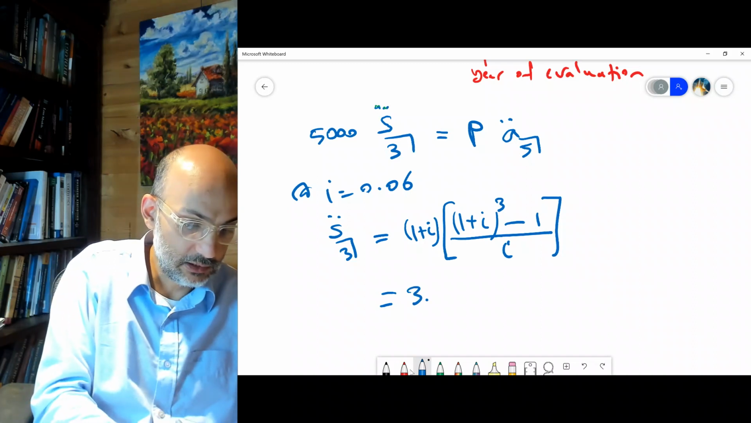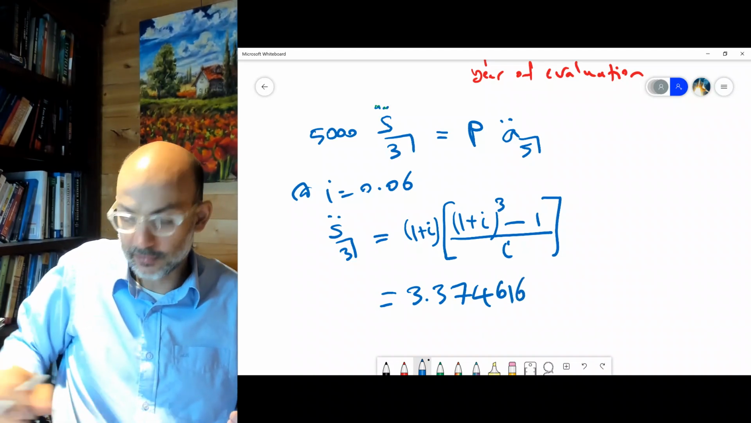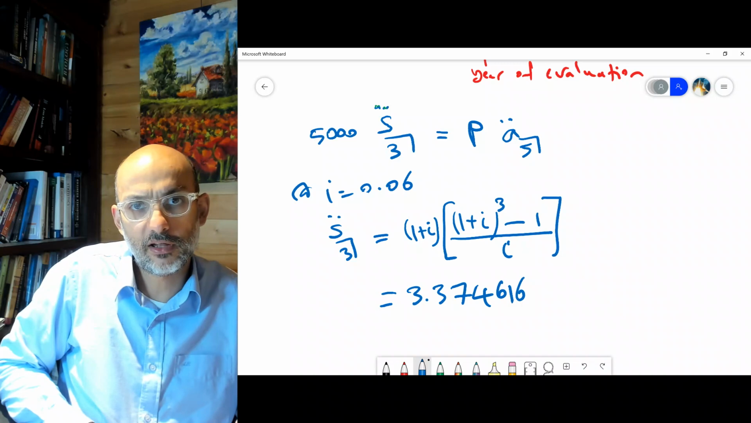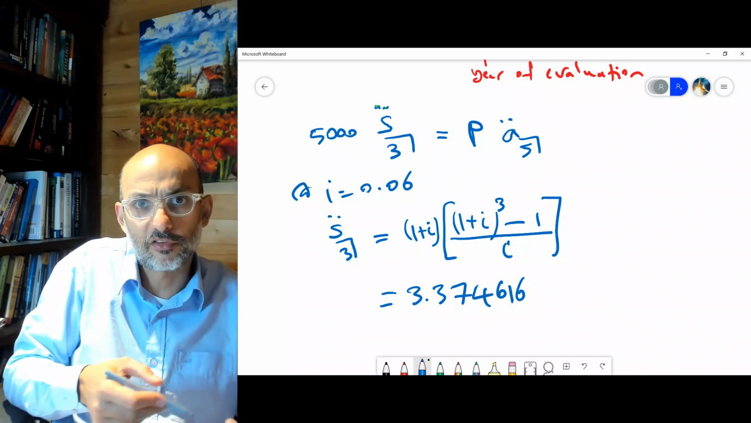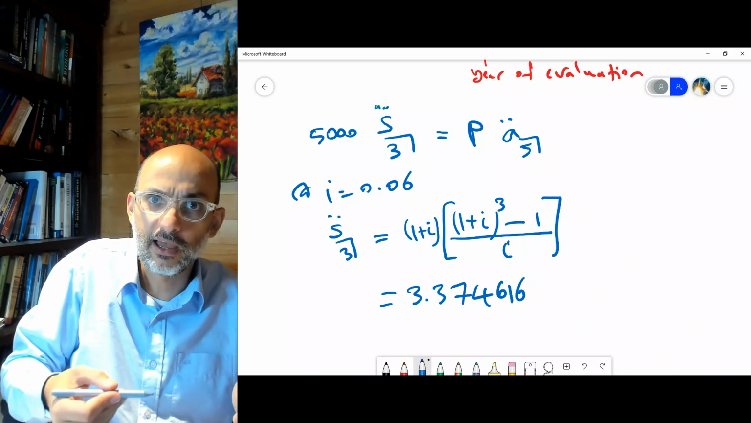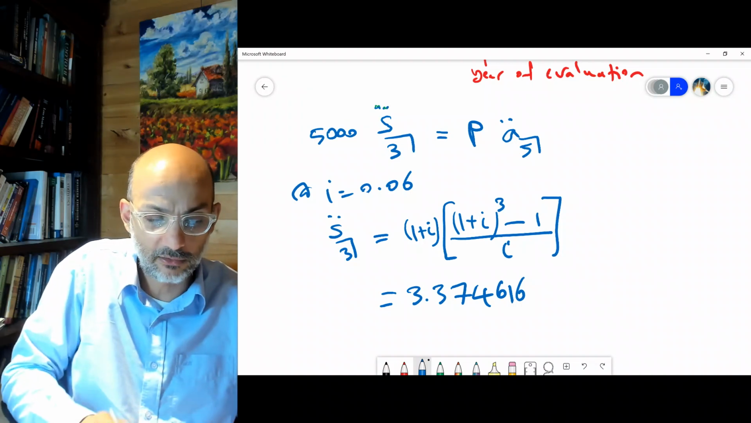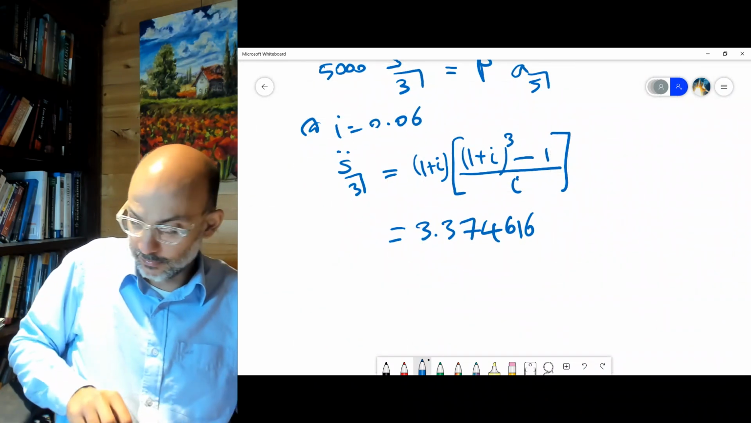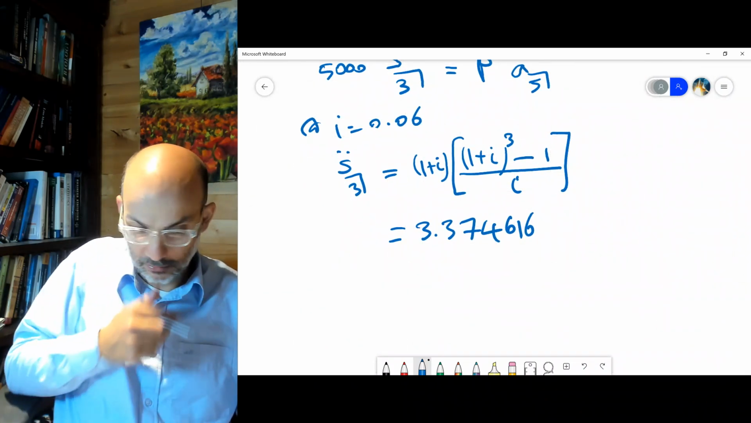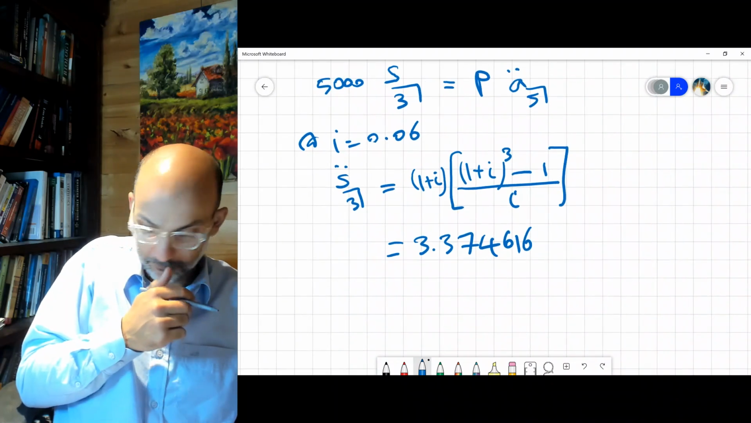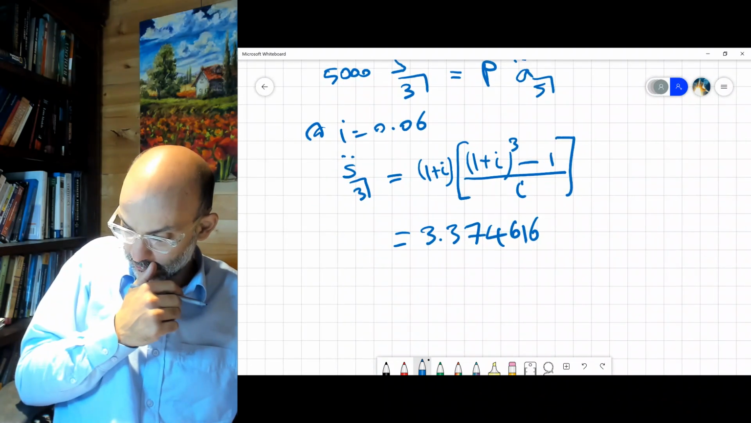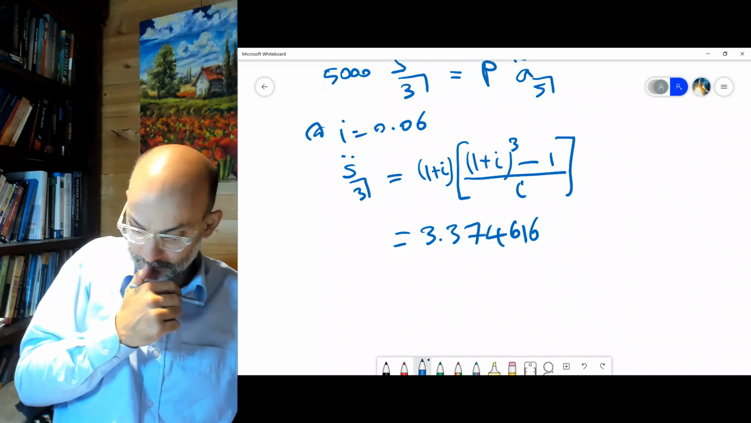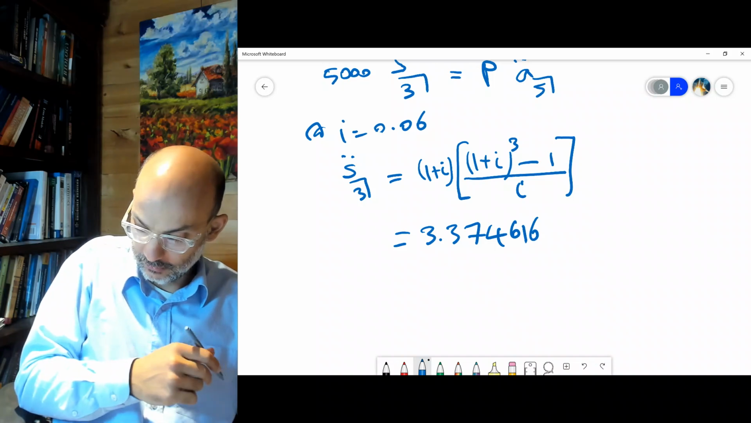I got 3.374616. Try it yourself. As we discussed in the very first lecture, you need to do the questions yourself, and I'm using a calculator. It slows me down, so you can take your time to calculate. If you need time, you pause to double check. Did you get this number? Did I get it right? I think it should be right.